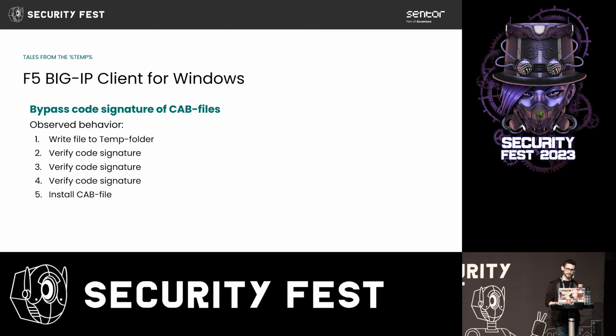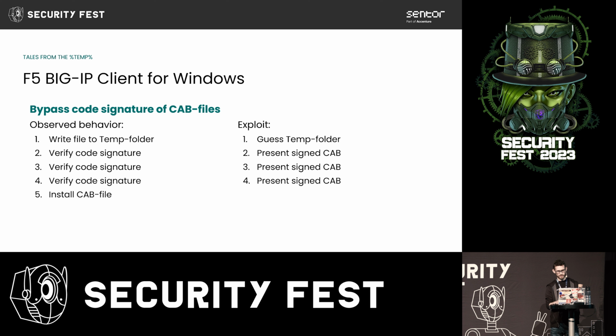Then the next step is to bypass the code signatures. Because now we won the race, but we still need to send something there that they will trigger an installation of. So when I looked at the behavior, I could see that it began with writing the file to the temp folder, and then in a number of steps, verified the code signature, and then finally it began to install the cab file. So what we need to do is still guess the temp folder, and then just present a signed cab for the check, and then at the last step, just switch in an unsigned cab.